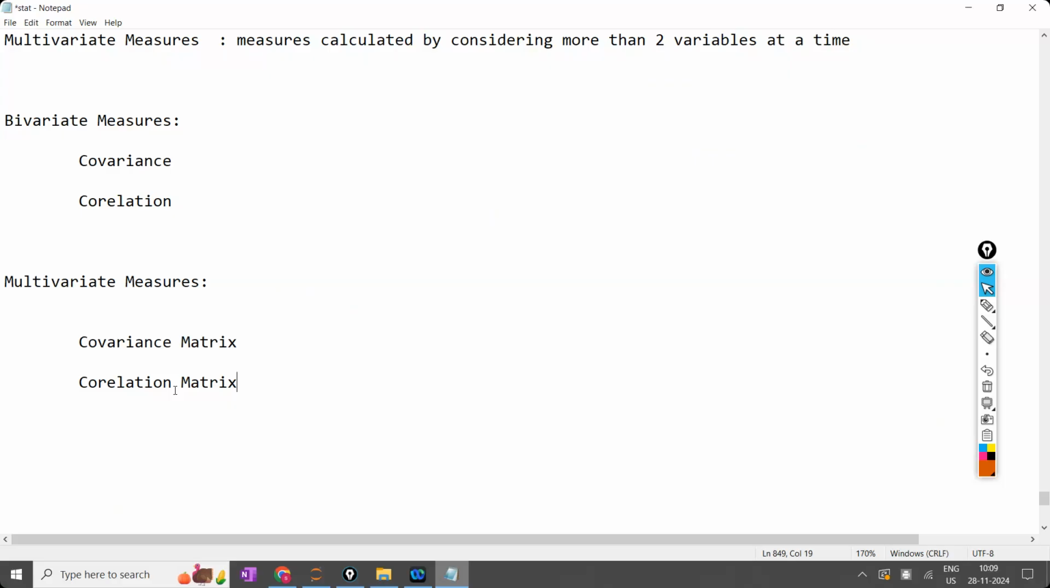For example, if you are having 5 columns, you have to calculate the covariance. At a time, can you apply it on 5 columns? No. By taking any 2 columns you are going to apply the matrix. Is the point clear?